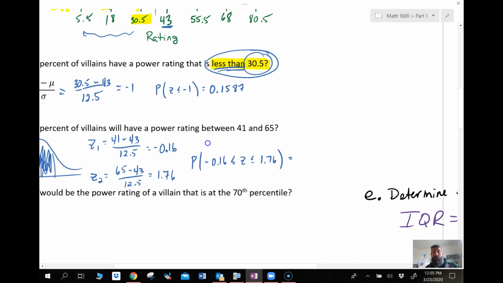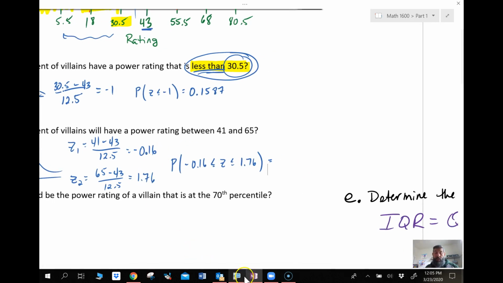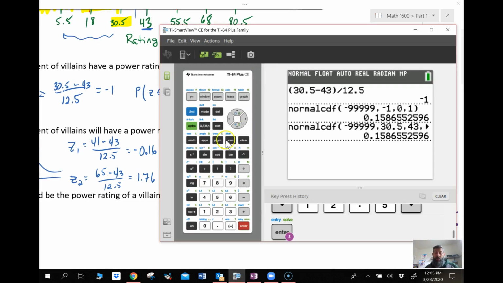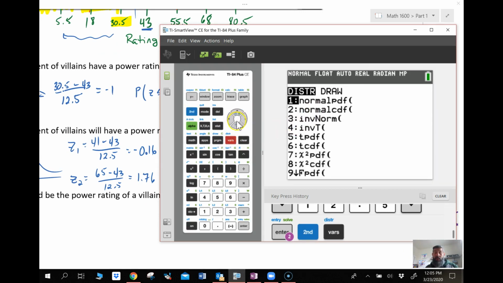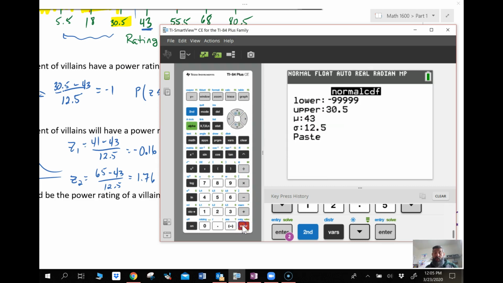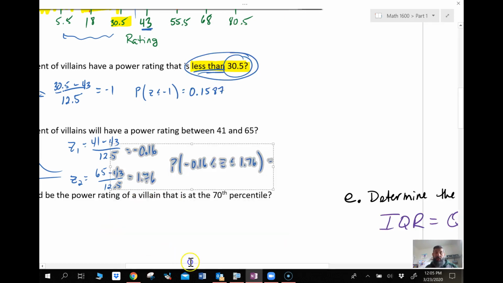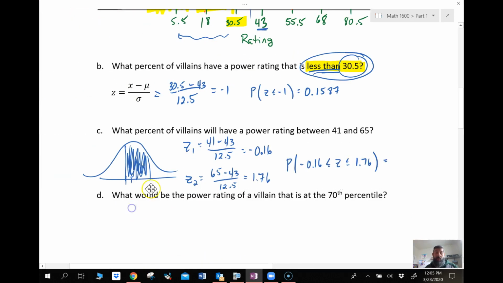All right, so let's go ahead and find that in our calculator. And again, we're going to do this using our TI-84. So we're going to do second vars, so that's distributions, normal CDF again. This time, since we are doing in between, our lower is actually going to be this value right here, and then our upper is going to be this value right here.